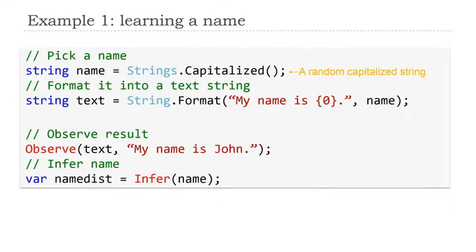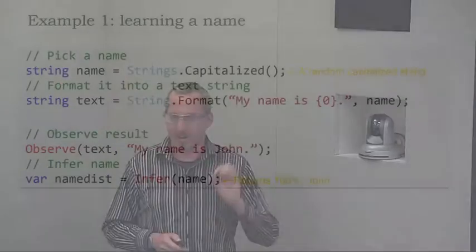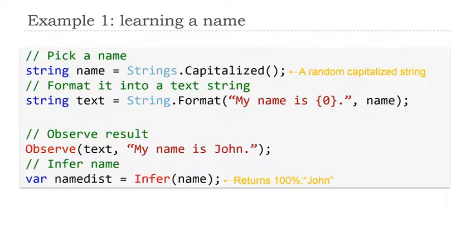And then we're going to observe that this result equals "my name is John". All right? So if you do this and infer name, you'll get back a distribution which is 100% John. Excellent. This is fairly boring. You can do this with regular expressions or even simpler things. So let's do something more exciting.